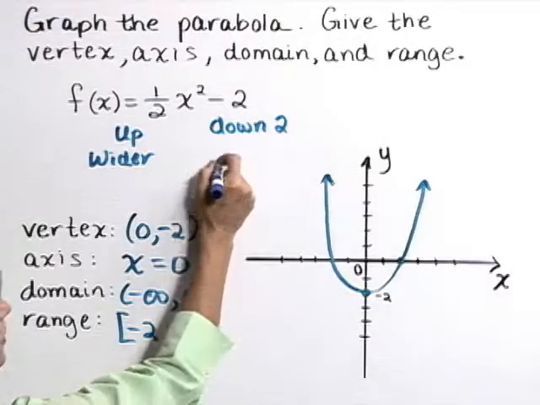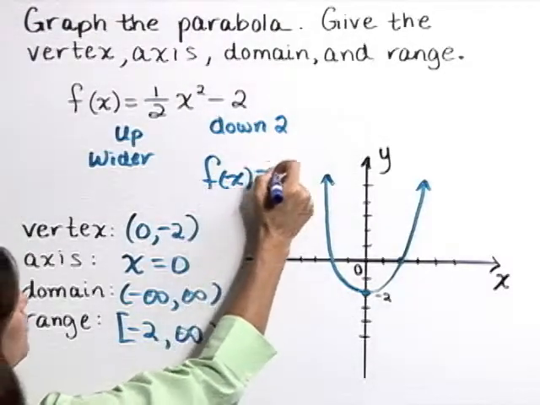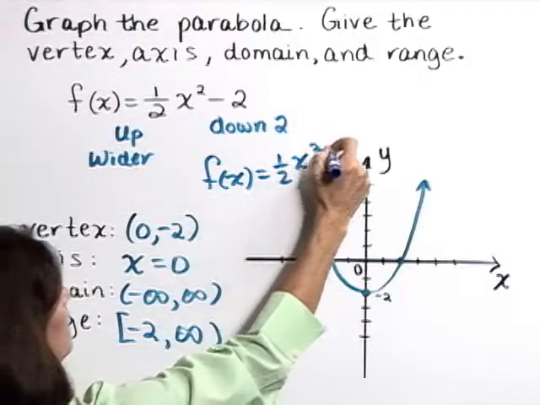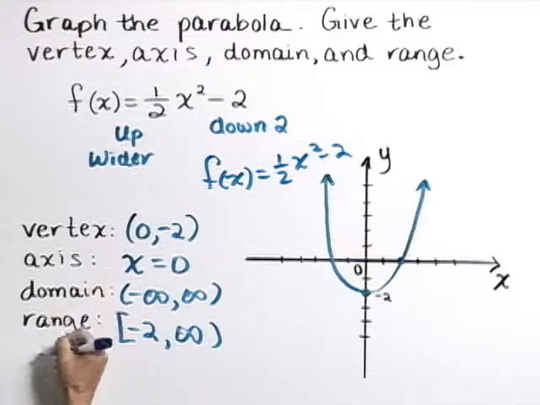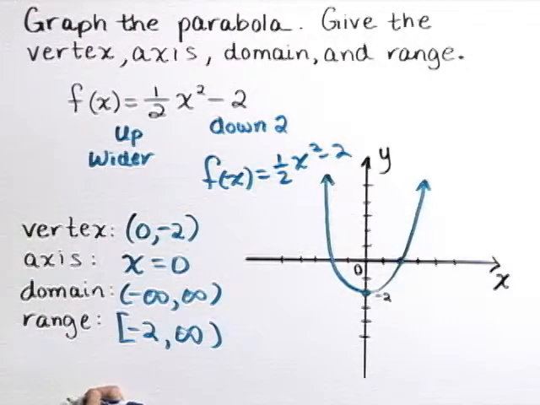So we've graphed our function f of x equal 1/2 x squared minus 2. Vertex at 0, -2, axis x equals 0, domain -infinity to +infinity, range -2 included to infinity.